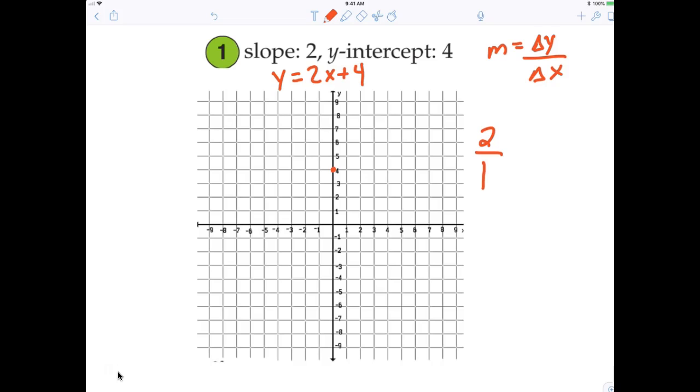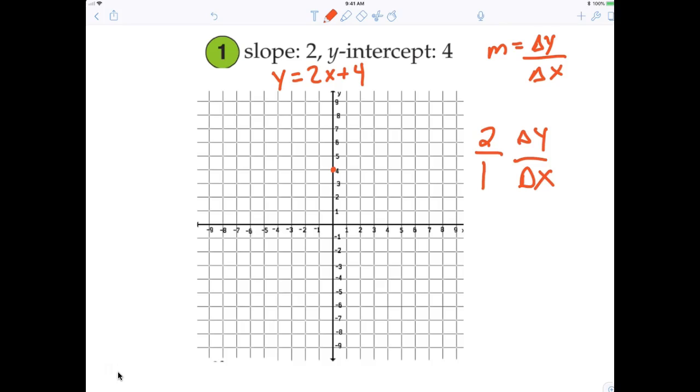So again, the slope. Look how simple this is. Slope. That means 2 represents what? Delta y. That means I'm going to move on the y-axis how much? 2. And then the denominator represents delta x, which just means I'm going to move 1 unit. So from the y-intercept, I'm going to move what? Up 2, and over 1.